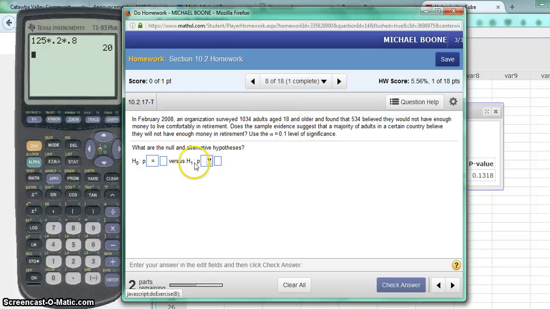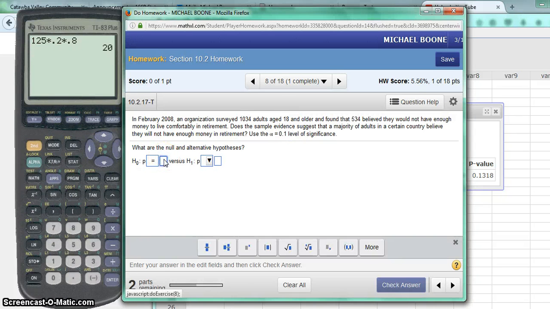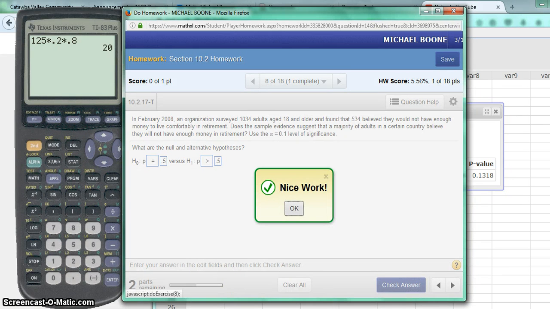But a majority means we think it's about 50%. Our alternative is that we think it's a majority that would conclude they do not have enough money for retirement. So majority is greater than 50%. So again, from this, we had to interpret what our null and alternative hypothesis would be. So we got that right, good.